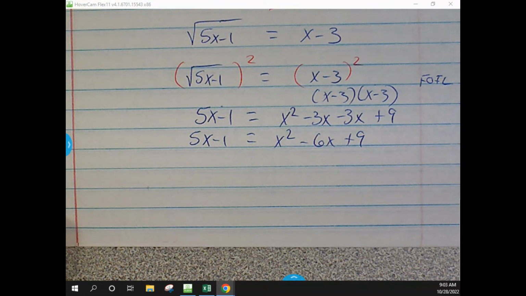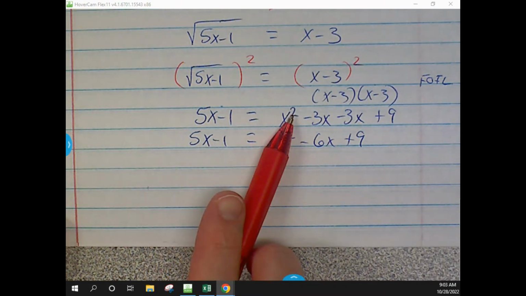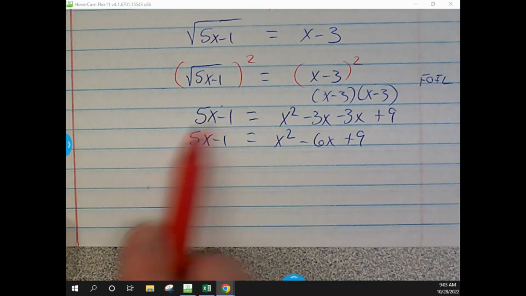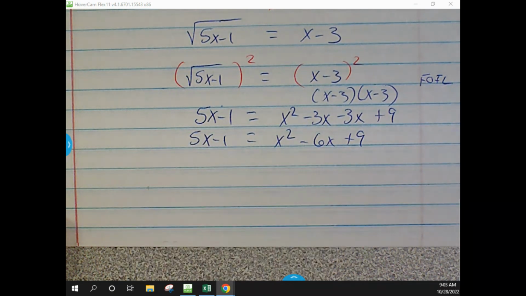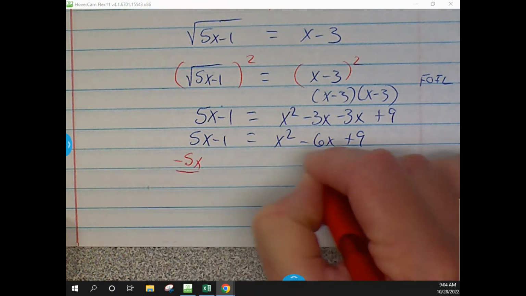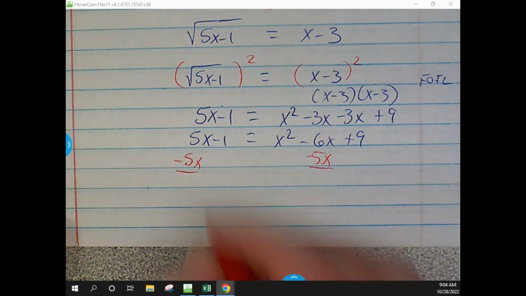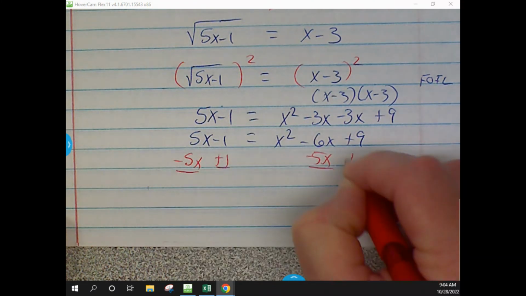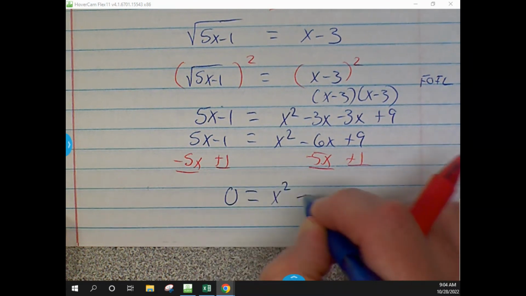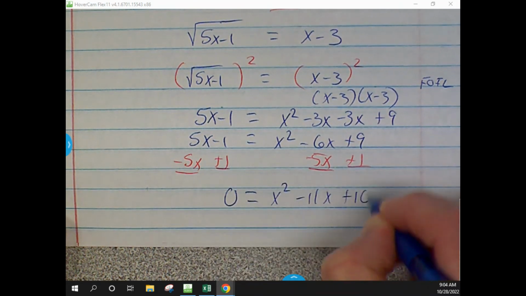Okay, and now here's where you've got to have all your different tools for solving. If it was just x, it would be okay because we can move stuff around, but because of x squared, we need to move all these terms together so that we've got a trinomial. So let's move this 5x over here, and at the same time, let's move this plus 1 over here. So we've got 0 equals x squared minus 11x plus 10.